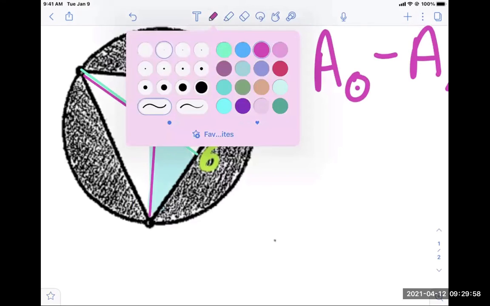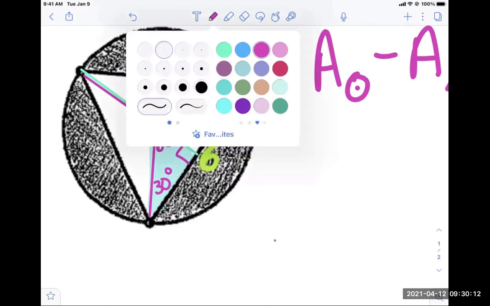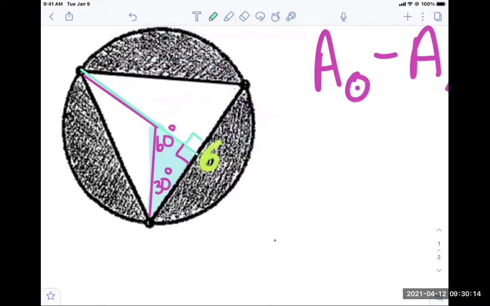Oh, that's a 30, 60, 90 right triangle. Yeah. So this will be a 30, 60, 90. Do you know any side lengths of the 30, 60, 90 triangle? The one across from the 60-degree angle is 3. So since the whole side of the triangle is 6, that means that's 3.